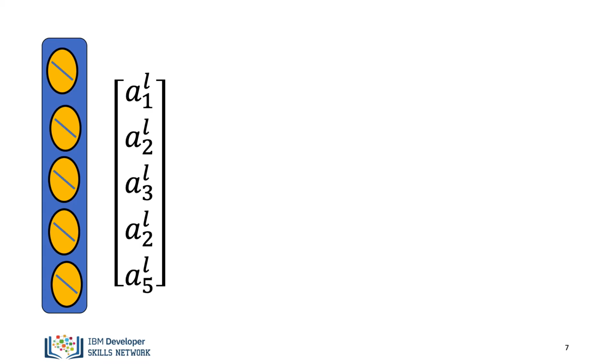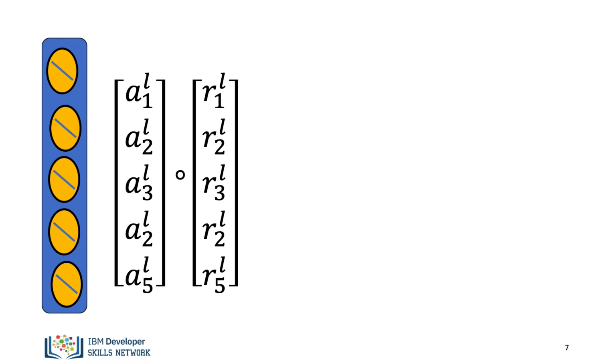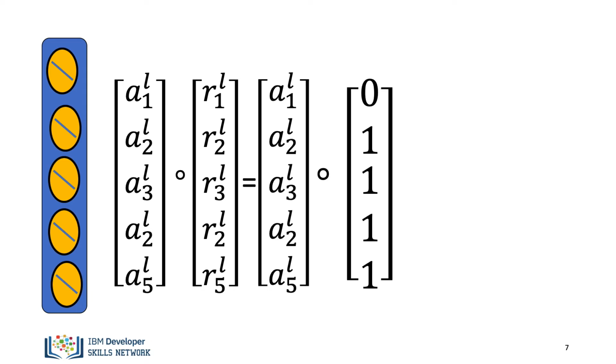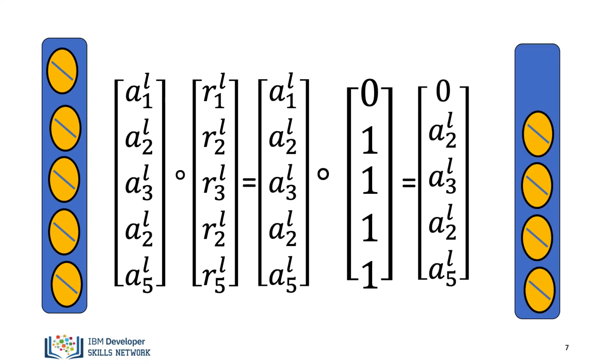Let's see how we implement the dropout method. In the nth layer of the neural network, we multiply the activation function of each element in the layer with a Bernoulli distributed random variable R. R takes on the value 0 with probability p, and R takes on the value of 1 with probability 1 minus p. In this case, if R subscript 1 equals 0, we are shutting off the first neuron in the layer or first element of the vector.